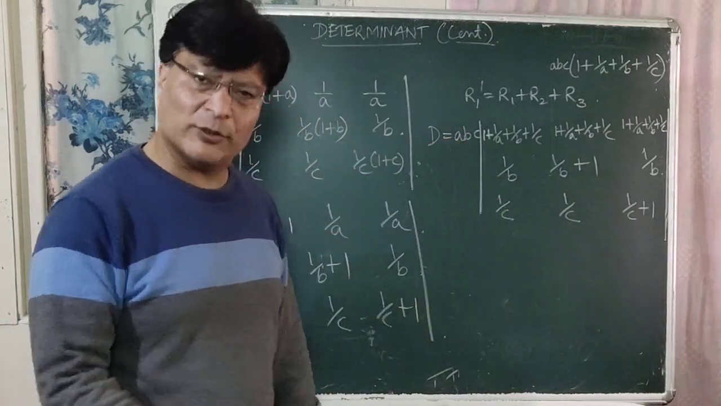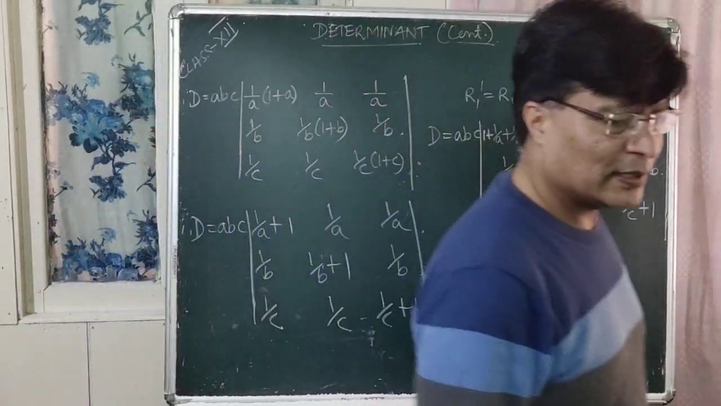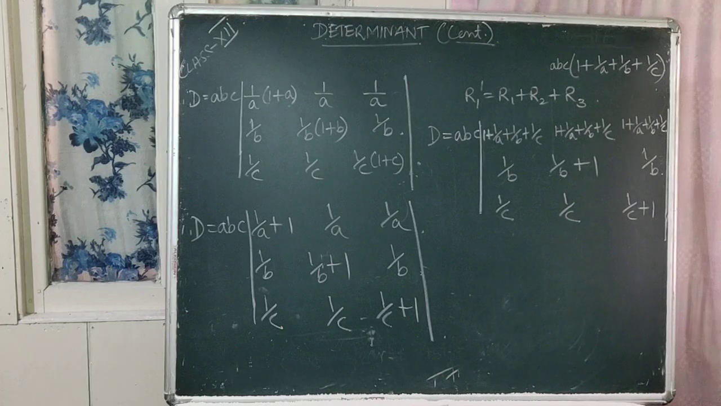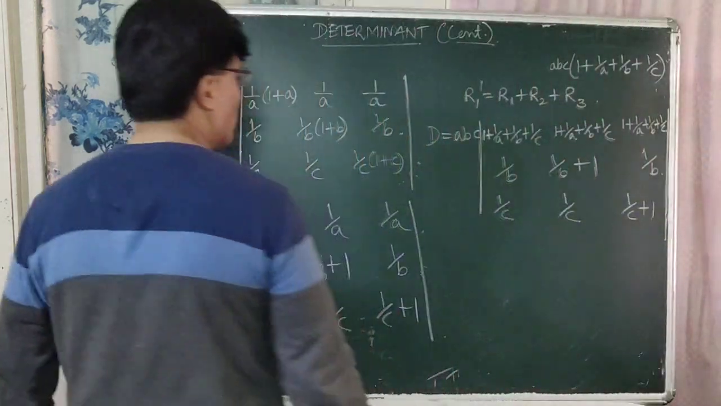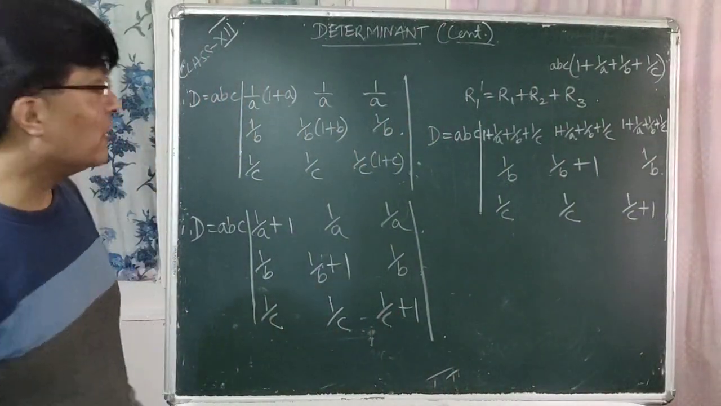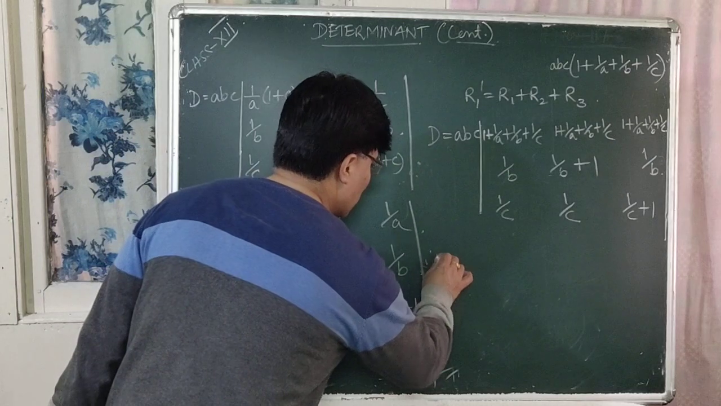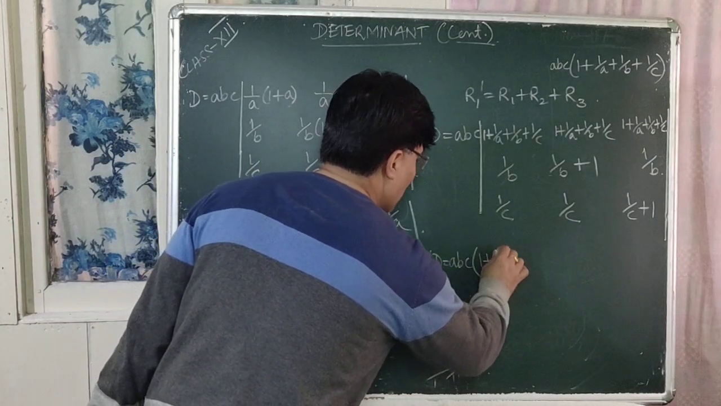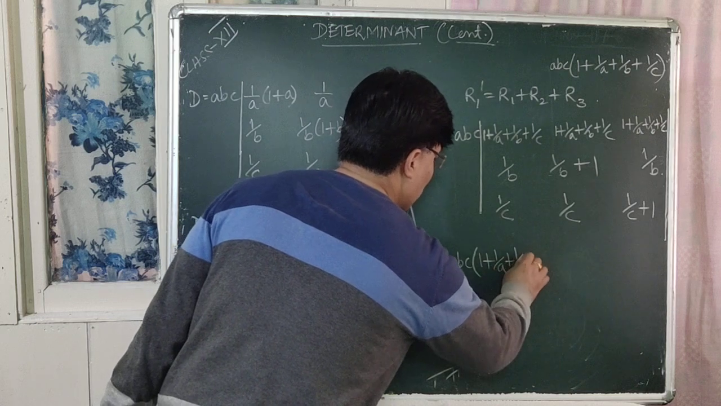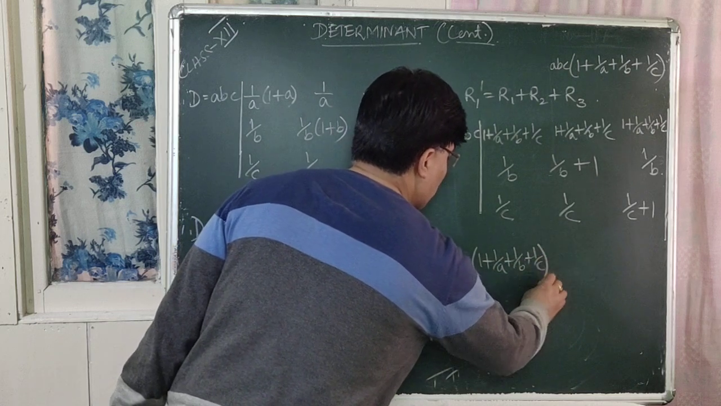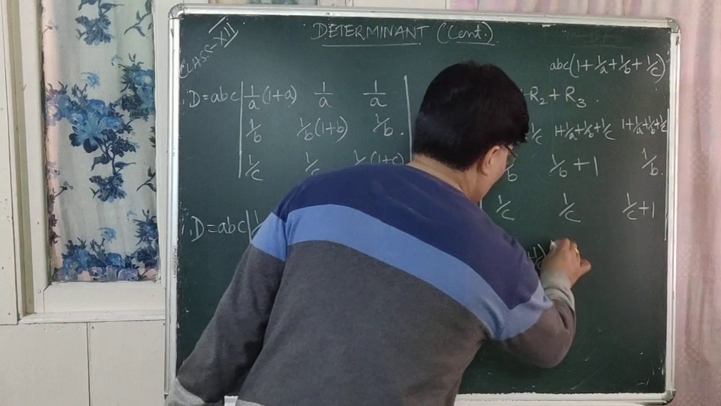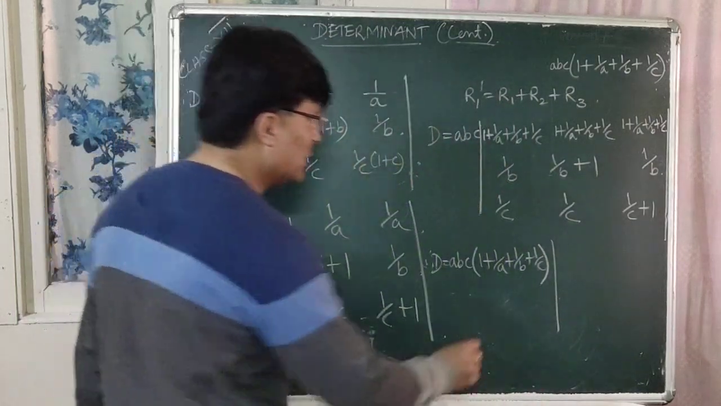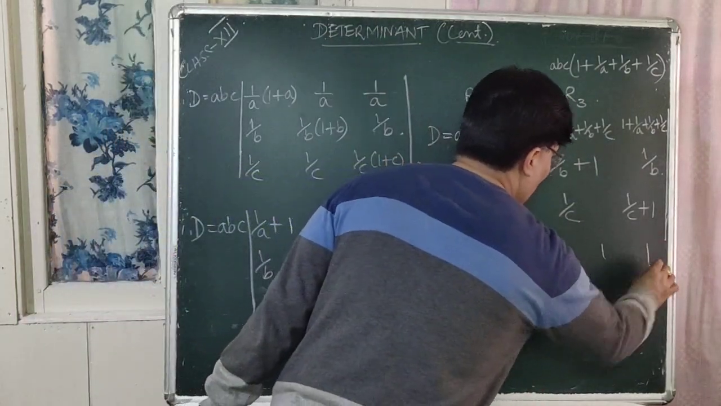So there is common here. You can take it common outside. So take common. What is common here? 1 plus 1 upon A plus 1 upon B plus 1 upon C. So therefore D is equal to ABC within bracket 1 plus 1 upon A plus 1 upon B plus 1 upon C is taken common. What is the new first row now? It is 1, 1, 1.